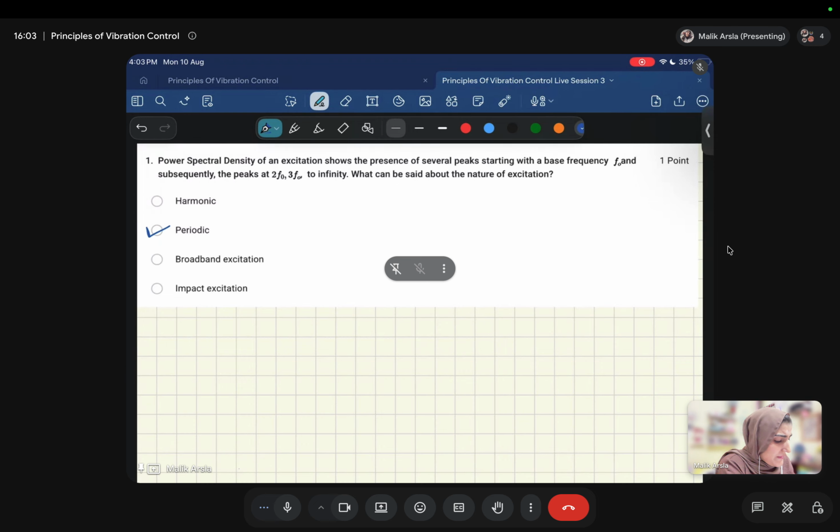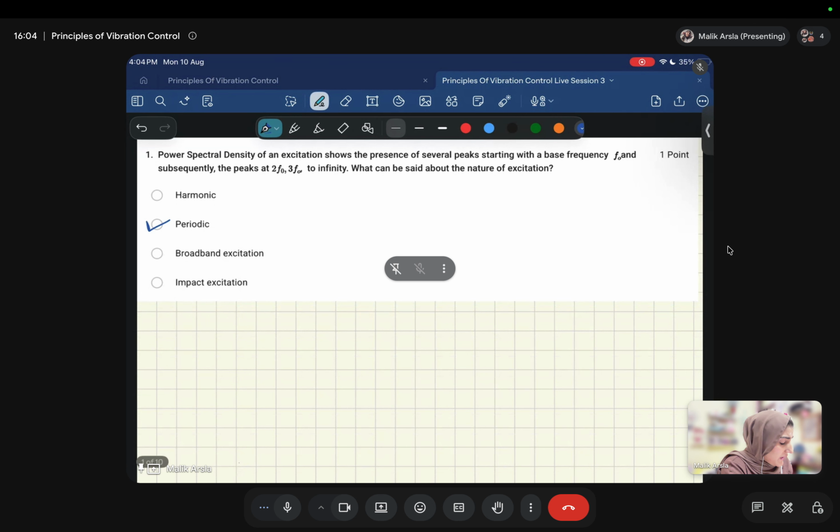So yeah, the impact excitation is also very short. We have a very short duration of force in a wide range of frequencies, and we do not have discrete peaks in that case. So the second option is the only correct option here.